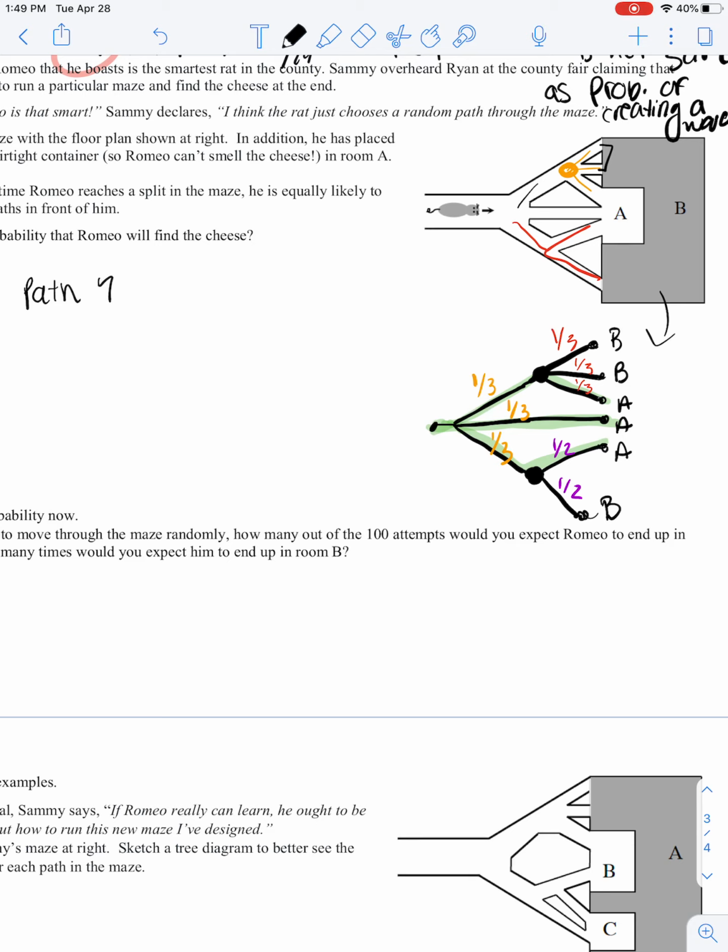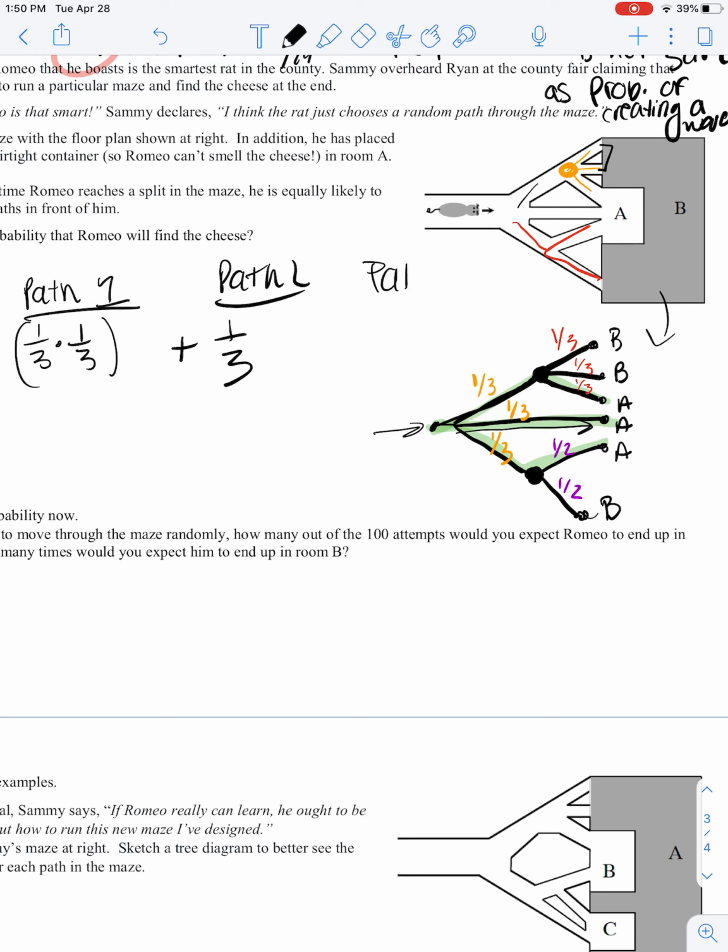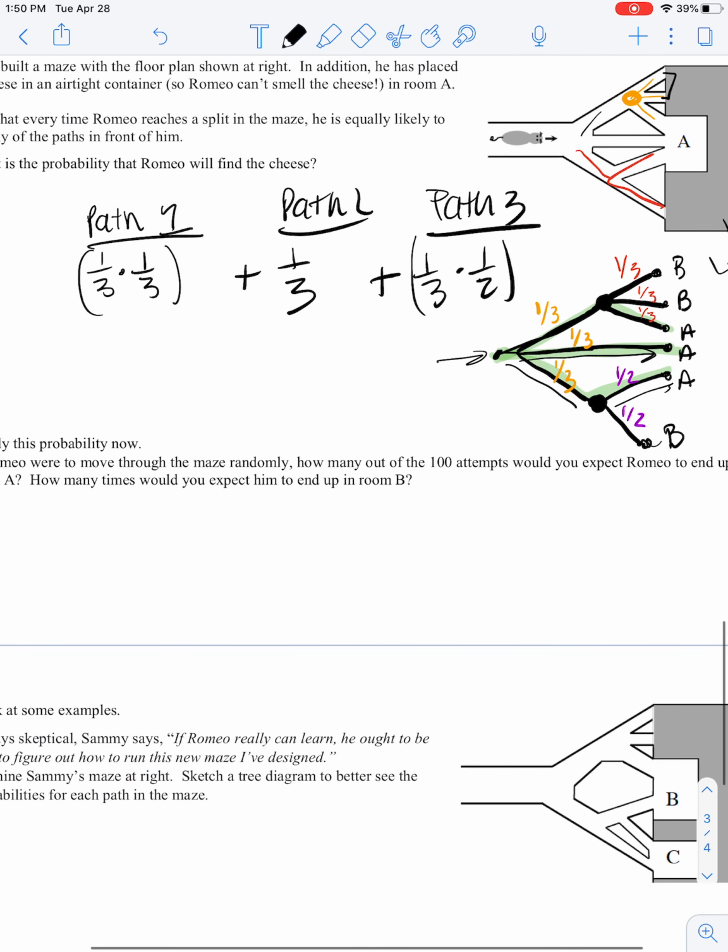Path 1 to door A. The probability of getting there is 1/3 times 1/3. And we're going to add that to path 2. If he picks this path 2, he goes straight in, and that's a 1/3 chance. Path 3 is 1/3 times 1/2. So these are the three paths to room A.